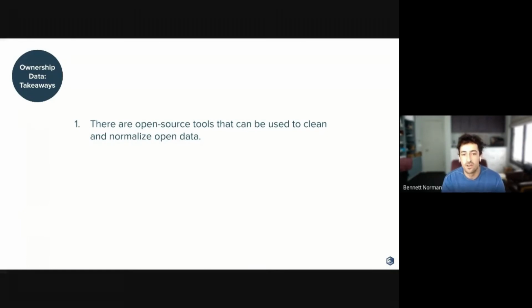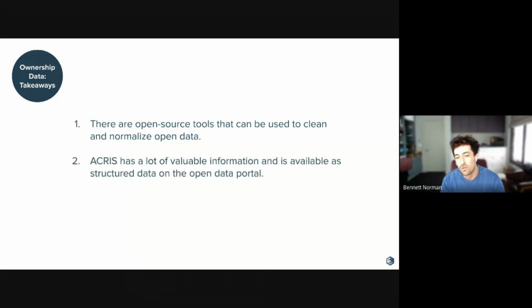I zoomed through that whole process, but there are really 2 main takeaways I wanted to get at here. The first is that there are a bunch of good open source tools that can be used to clean and normalize sometimes messy open data. The second is that ACRIS has so much valuable information, and it is available as structured data on the Open Data portal. I'd love to see some more ACRIS projects because I think the more eyes on the 20 million records in there, the better for everyone.